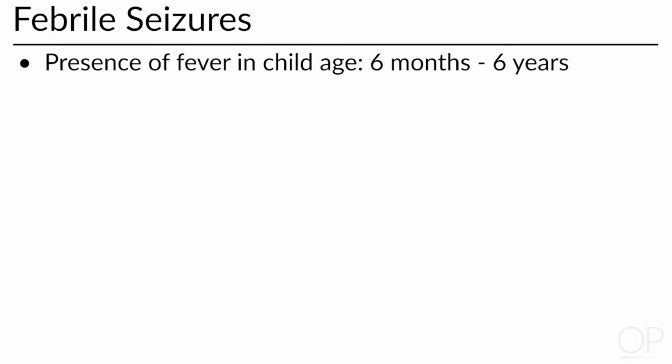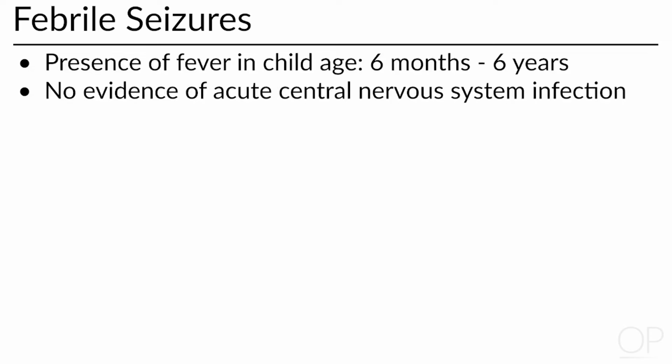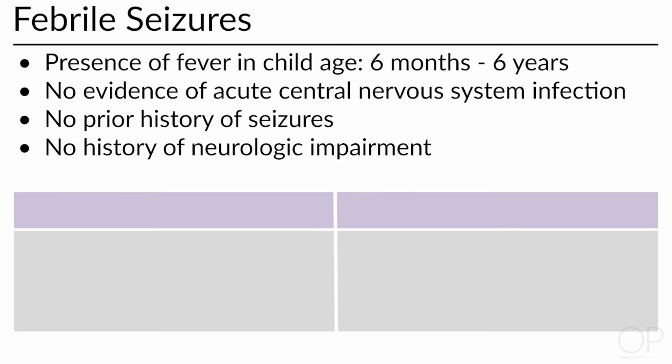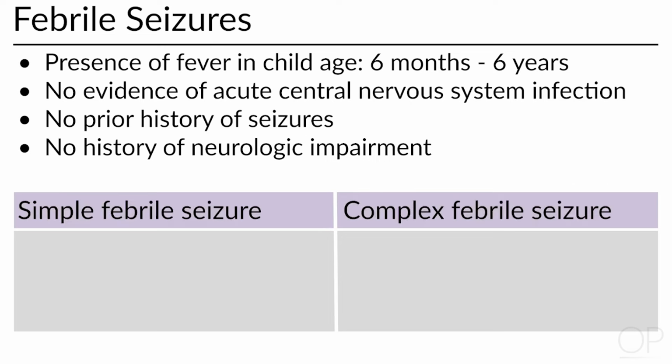Febrile seizures must meet the following criteria: presence of fever in a child between 6 months and 6 years, absence of a central nervous system infection, no prior history of neonatal or unprovoked seizures, no prior diagnosis of epilepsy, and no significant neurologic impairment. Febrile seizures can be further classified as simple or complex.